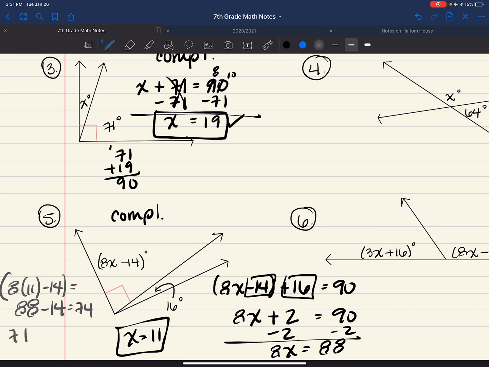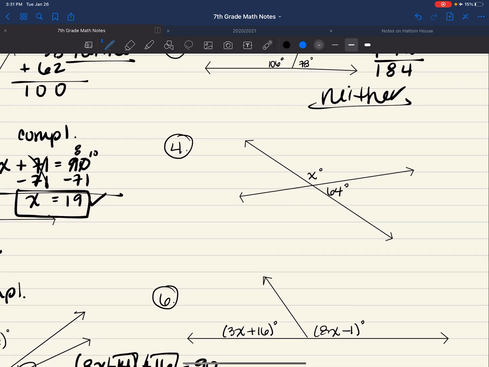And honestly, guys, we can do quick mental math. 74 plus 6 is 80. 80 plus 10 is 90. It checks out. Therefore, I can safely say that x equals 11. All right, now let's move into our supplementary ones.